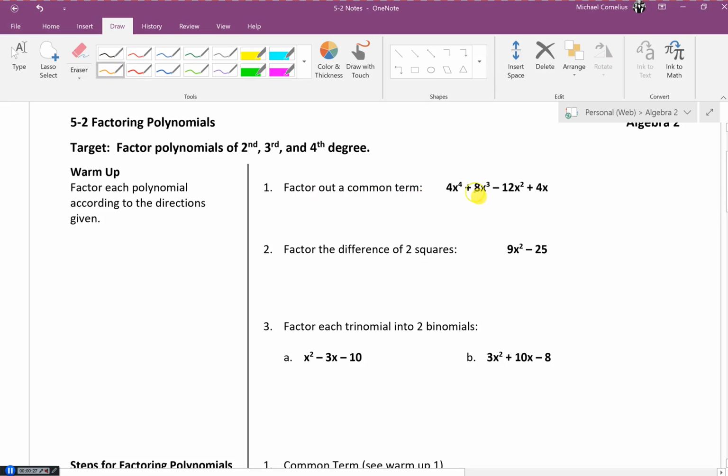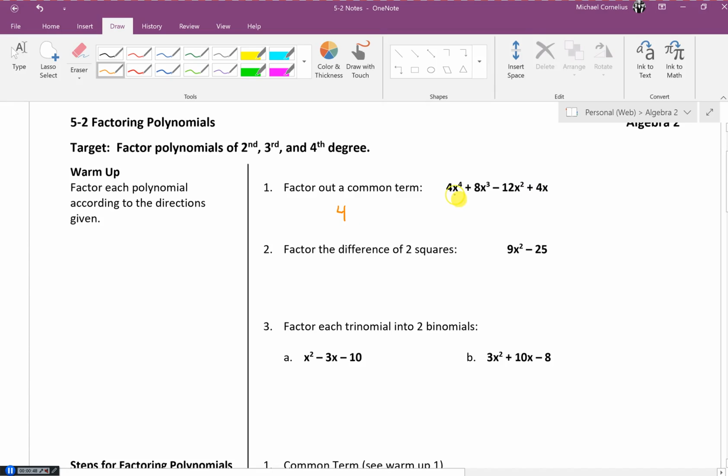Factor out a common term. So when I look across this polynomial here, if I'm supposed to factor it, it actually looks really ugly. But the first thing I notice is that there's a 4 in the first term, there's a factor 4 in the second term, the third term, and the last term. So I can factor out a 4. This is the opposite of the distributive property.